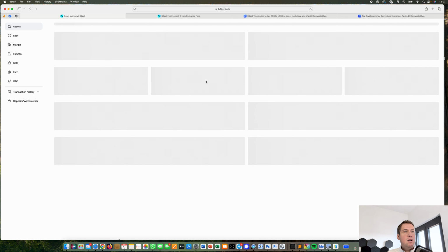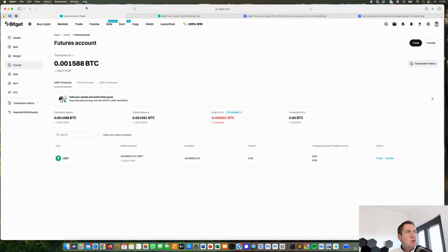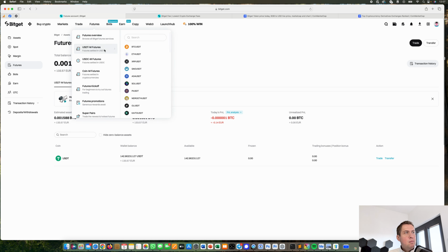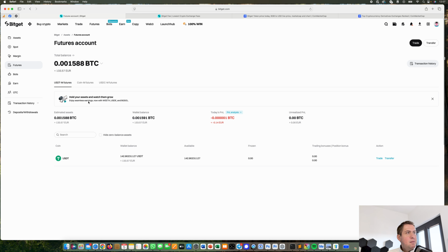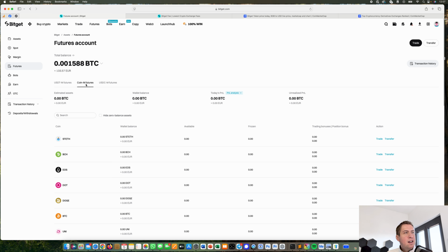So let's go back to our asset overview. And one more thing I need to mention, most of the contracts are traded against USDT. There are some contracts that are traded against USDC, and then you need USDC in your account. And then there are coin margin futures. Coin margin futures is basically that you can put some cryptocurrency here as a collateral. So for example, you could deposit Bitcoin as a collateral to trade.